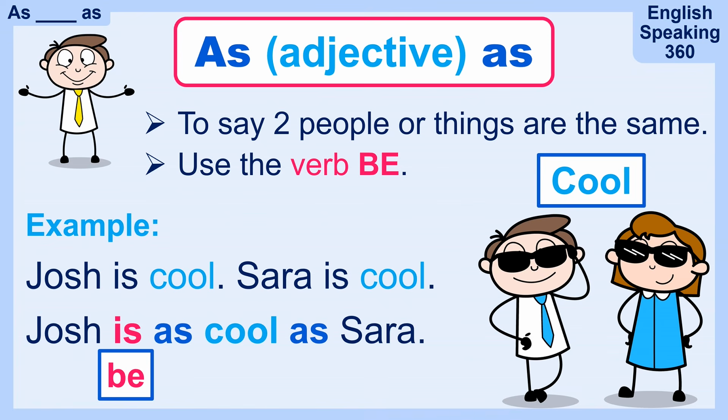One more thing. Sometimes you may hear this. Josh is as cool as Sarah is. The is here is the auxiliary verb be that is reused at the end of the sentence. However, it is optional. So you can say Josh is as cool as Sarah is, or Josh is as cool as Sarah. Both sentences are correct.